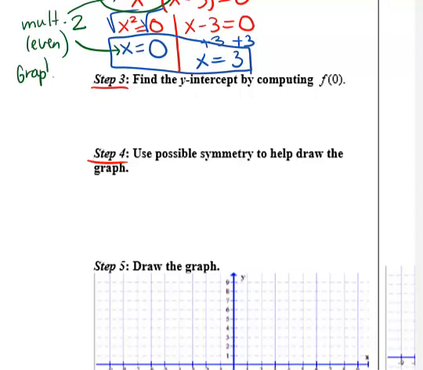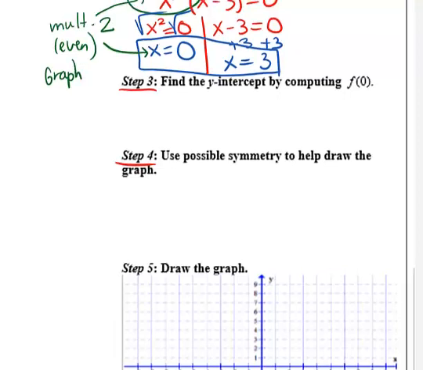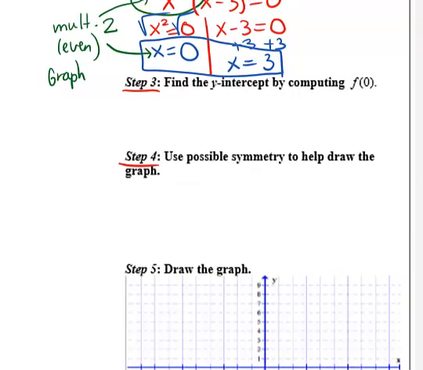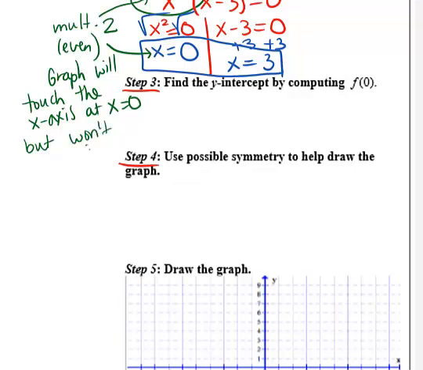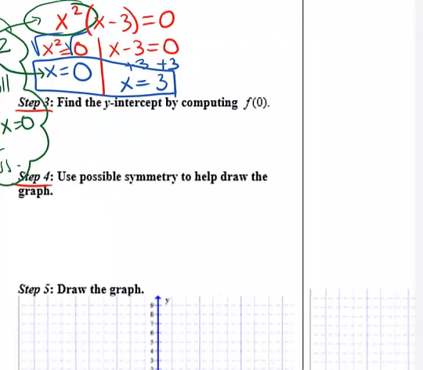And this part, the green writing that I'm writing right now, this could all just be happening in your head. You don't actually have to write this out. But this way if you look back, you kind of know what happened. Graph will touch the x-axis at that x-intercept, x equals 0, but won't cross. Okay, so that's really what we need to help us with the graph as far as x-intercepts go.